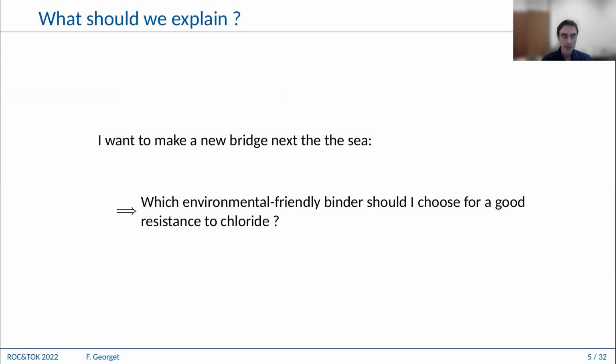So, as I said, the main question is trying to first ask the real questions. In this talk, in particular, I will focus on this particular question. Suppose that I want to make a new bridge next to the sea. The question I have to ask is, which environmental friendly binder should I choose for a good resistance to chloride?